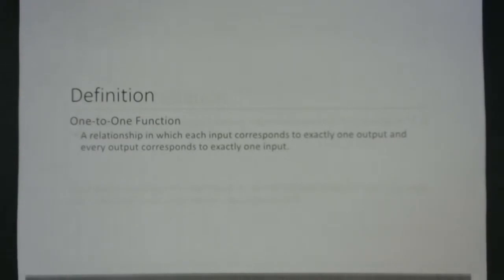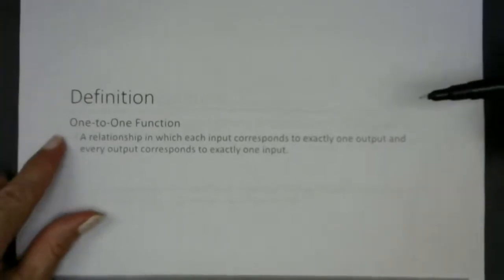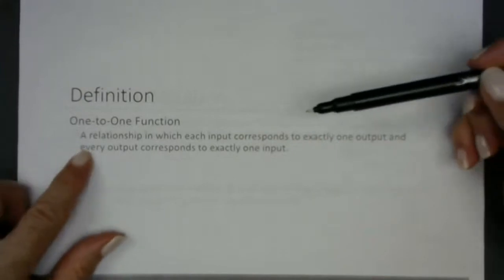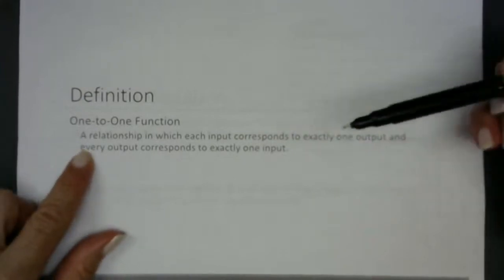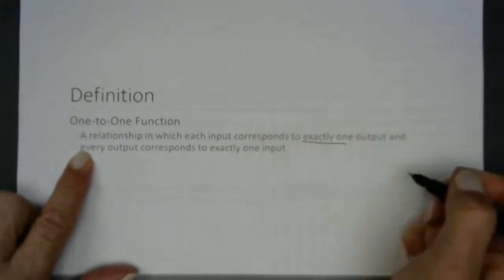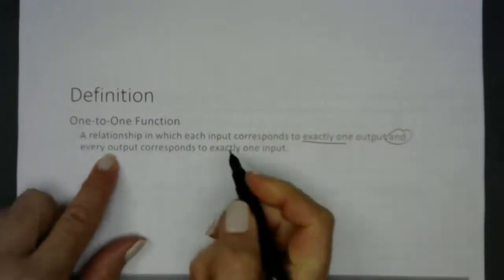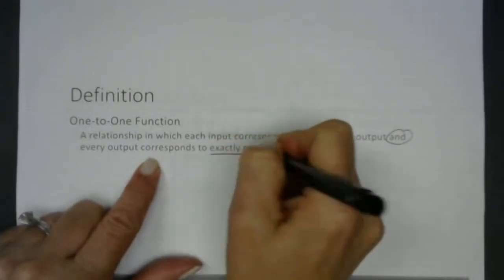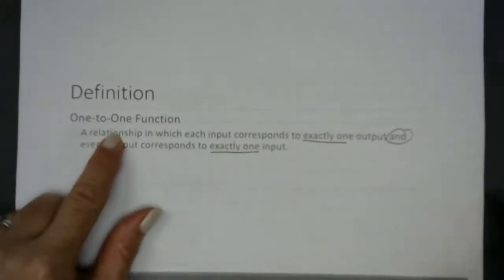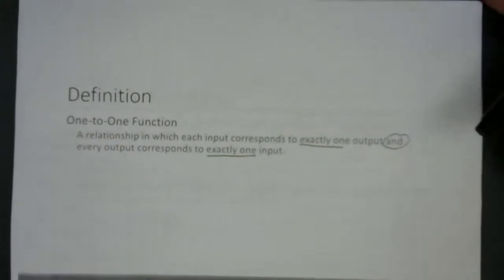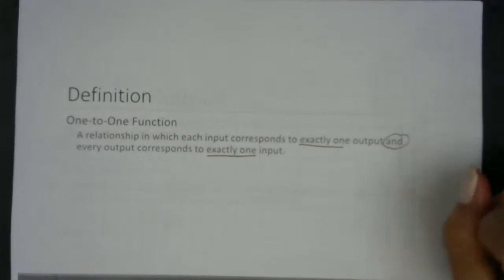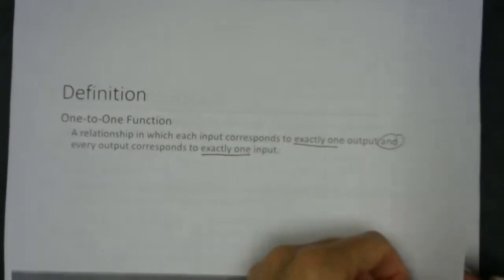All right. There's a specific type of function called a one-to-one function. This is a relationship in which each input corresponds to exactly one output, and each output corresponds to exactly one input. Thus, we call it a one-to-one function. In the examples we just looked at, the Celsius to Fahrenheit and Fahrenheit to Celsius functions are one-to-one. For each degree Celsius, there's only one temperature in Fahrenheit, and for each temperature in Fahrenheit, there's only one temperature in Celsius.